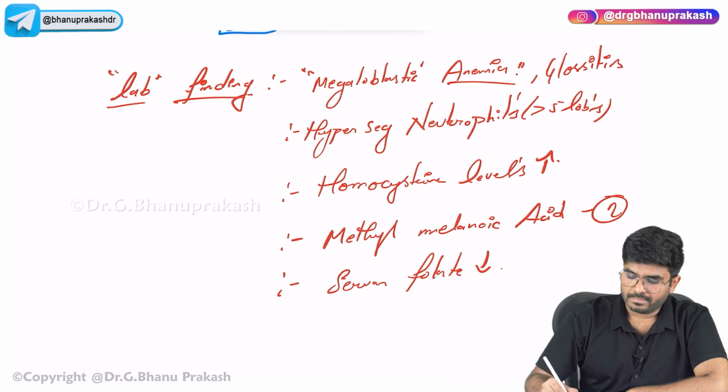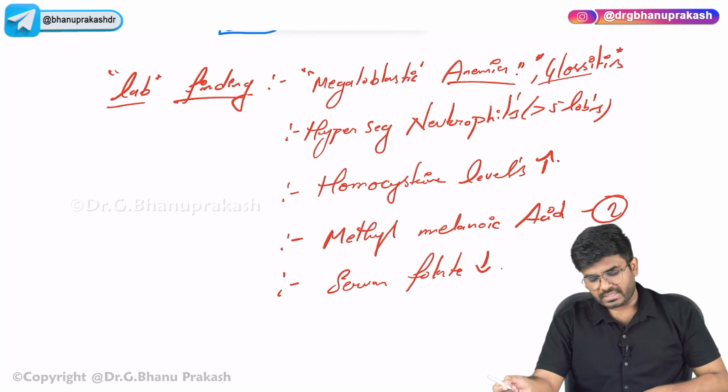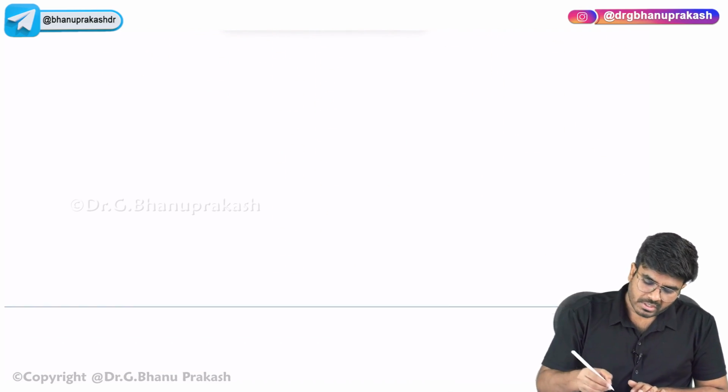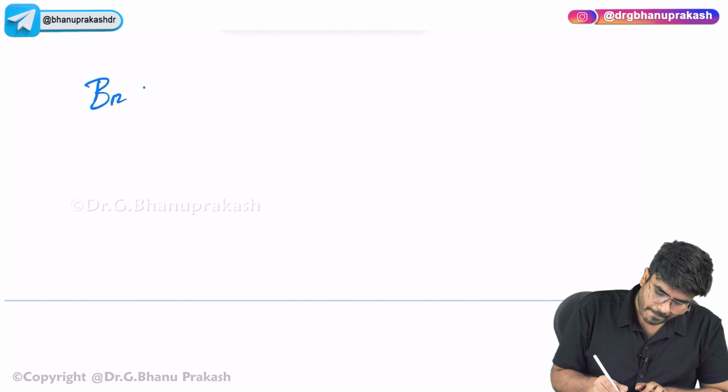Okay, glossitis can be seen. Atrophic glossitis. So these things are seen. Now let's talk about the B12 deficiency anemia.